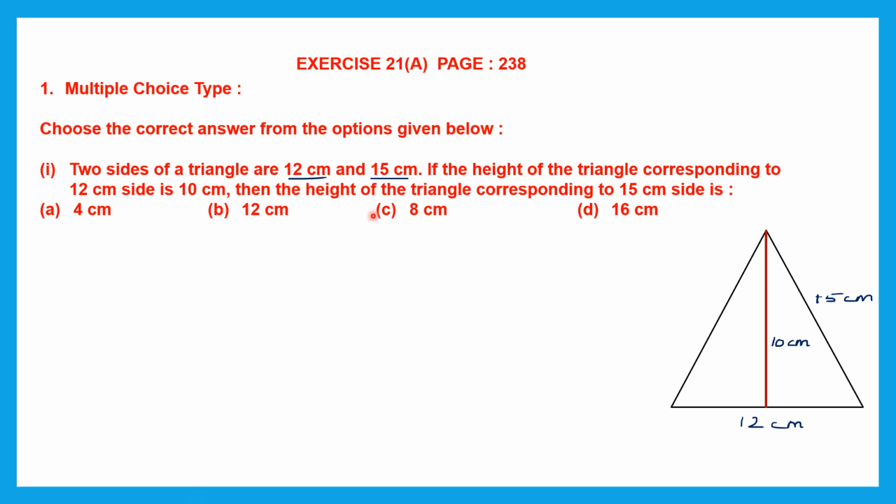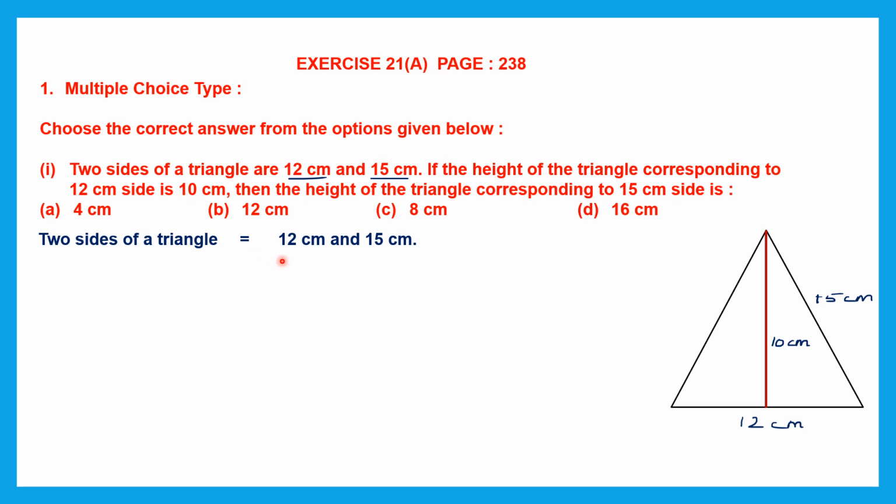Then what are we asked to find? The height of the triangle corresponding to the 15 centimeter side. So we know the height of the triangle corresponding to this side. Now we need to know the height corresponding to this side. So the first thing we need to do is find the area of the triangle. For the area of this triangle, we're going to use this as the base and this as the height, and let's find the area of the triangle.